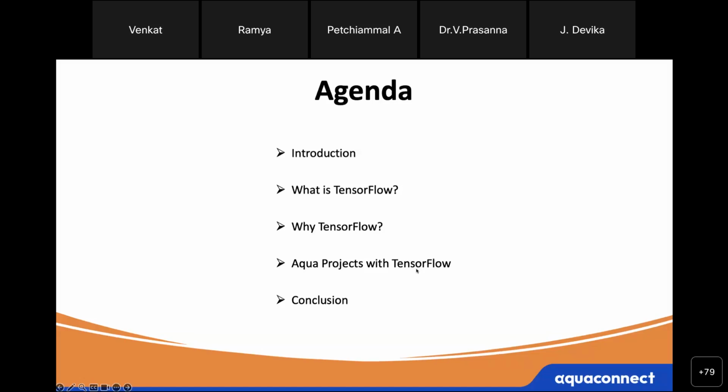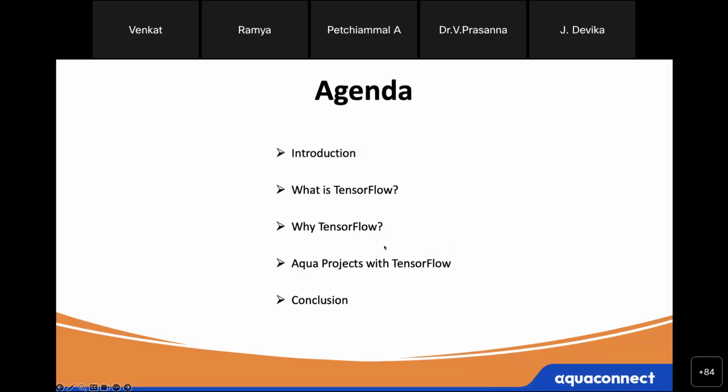But we don't stop there. We'll also see TensorFlow in action by delving into real world applications, with a special focus on projects related to the aquatic environment. This will help you appreciate how theoretical concepts translate into impactful real world solutions.